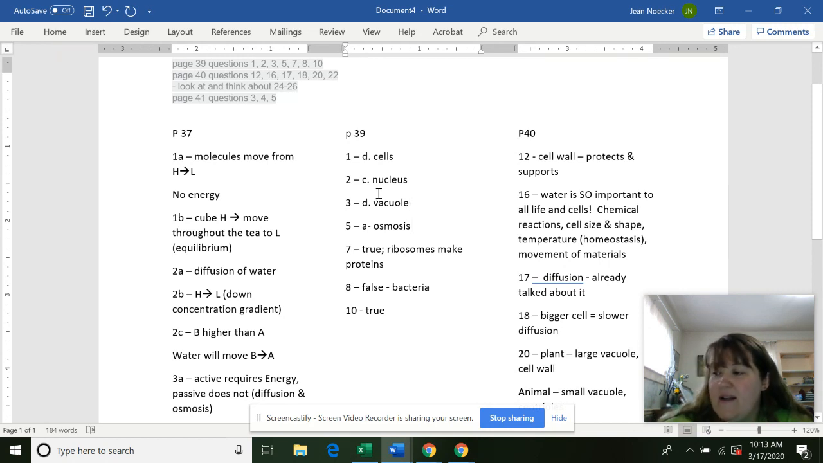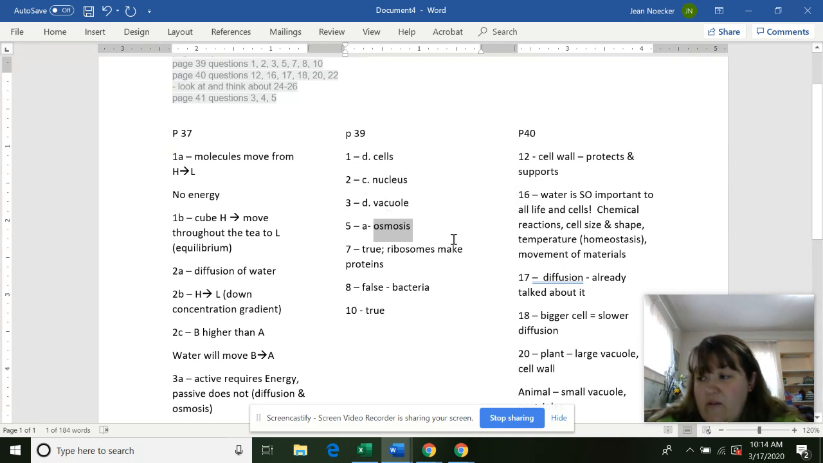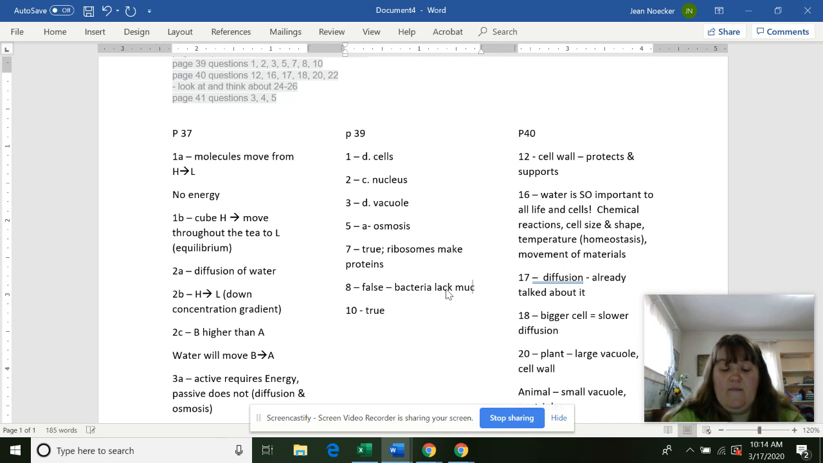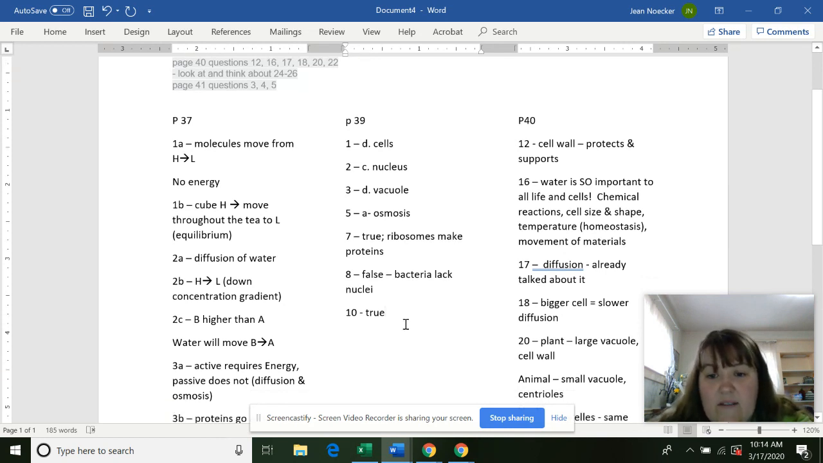Number 5, the process by which water moves across the cell membrane is osmosis because it's water. 7, we skipped a few. 7, yes, ribosomes do produce proteins. Number 8, bacteria lack a nucleus. And number 10, the cell membrane is selectively permeable. True. That's what makes the cell membrane so awesome, it lets some stuff in and some stuff out.